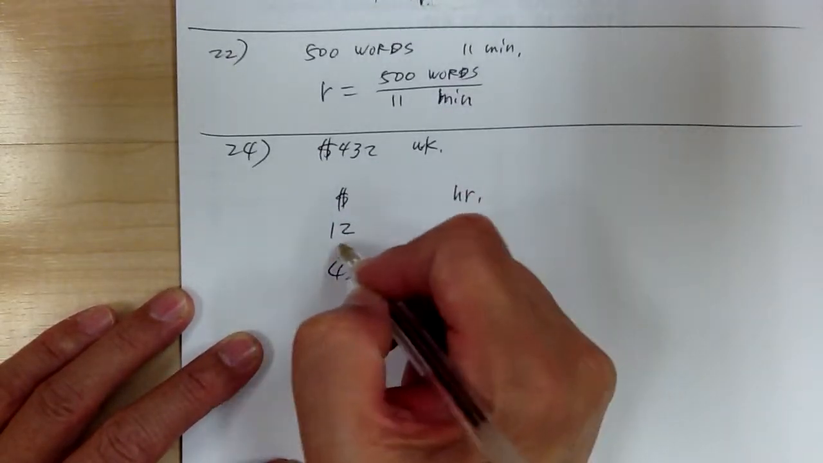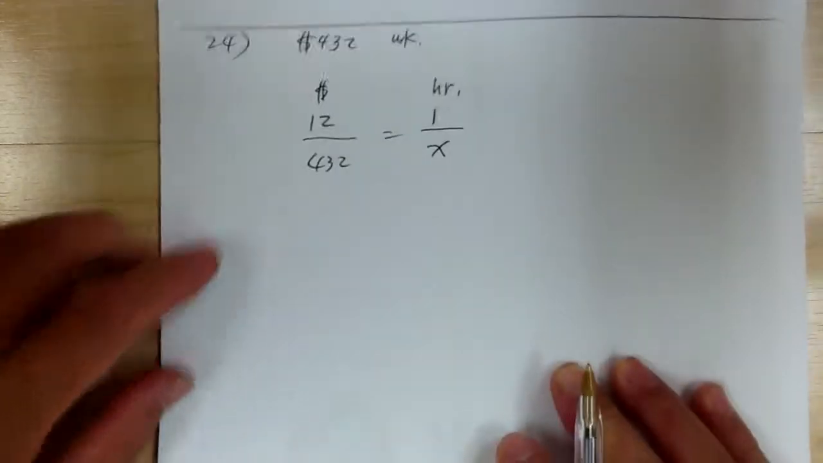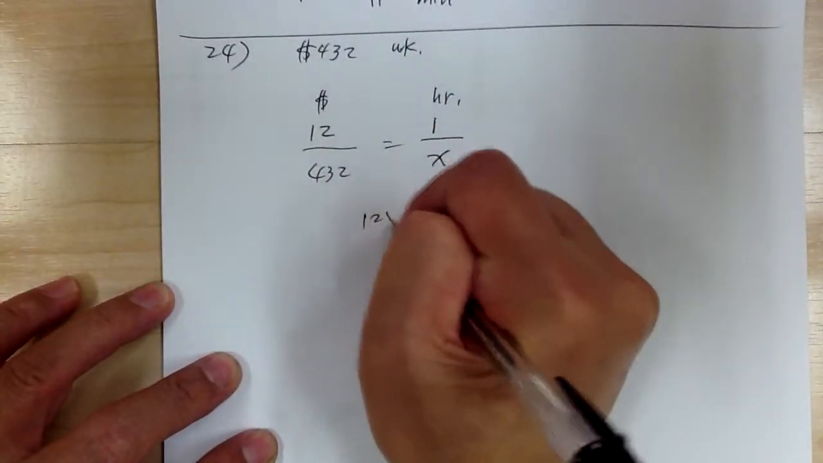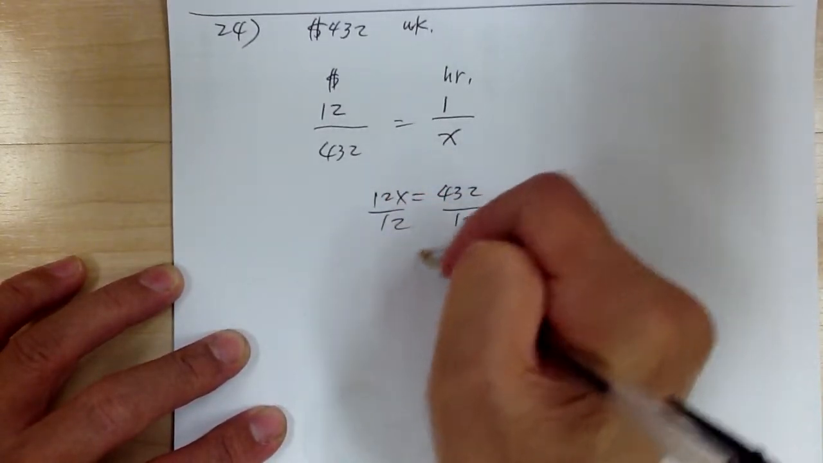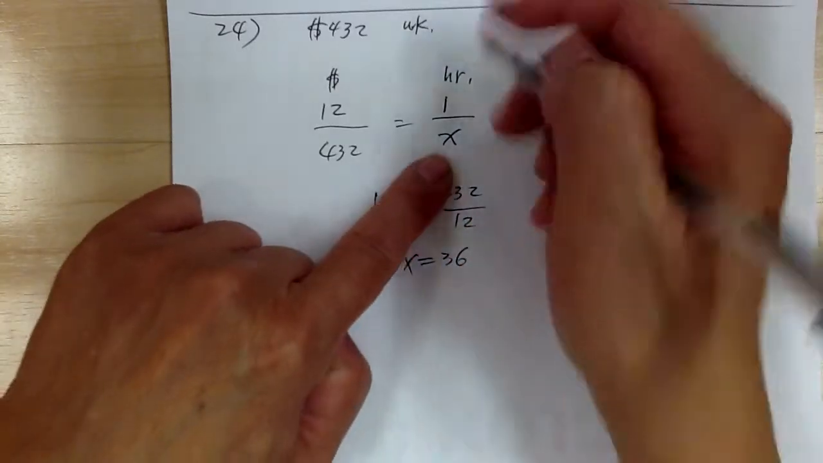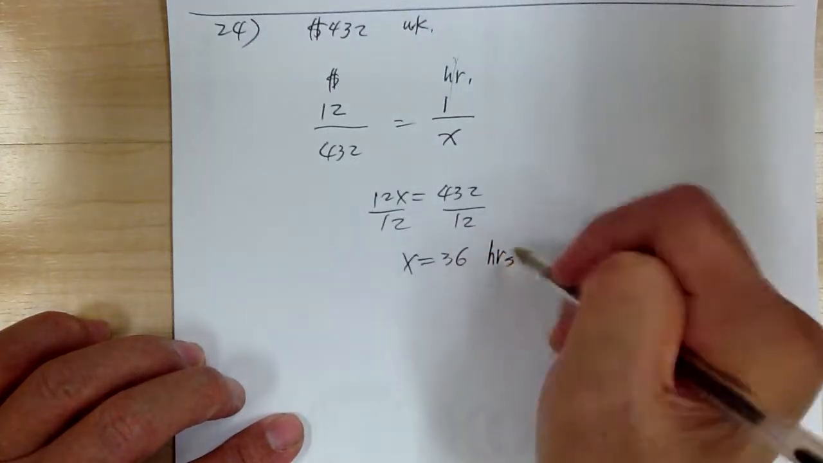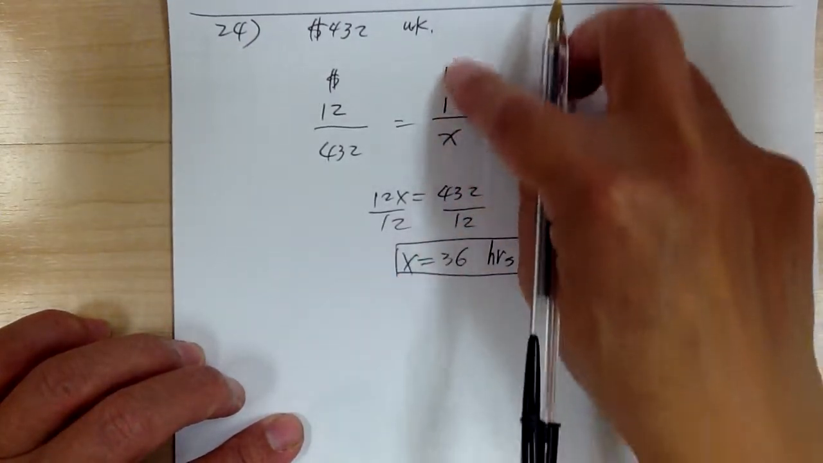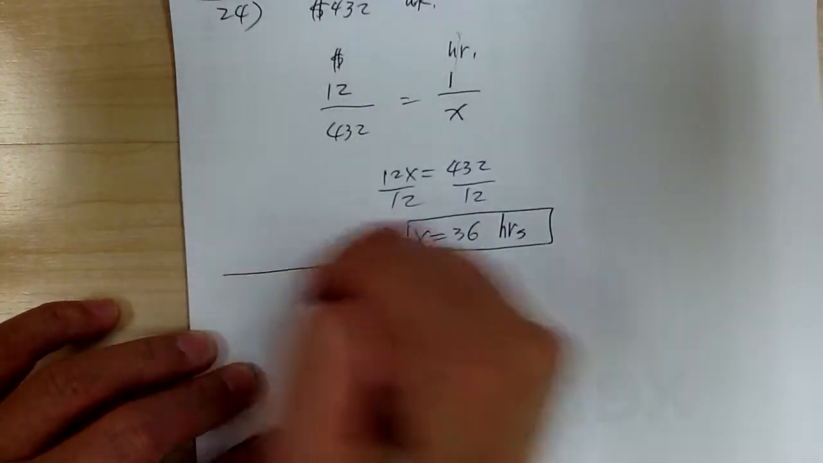So again, remember how to do this. Whatever you have, that is your equation already. And then from here you can cross multiply and divide. So you get x equal to 36. And if you notice, x is under the hour, so your label will be hours. When you do it this way, you don't get confused.